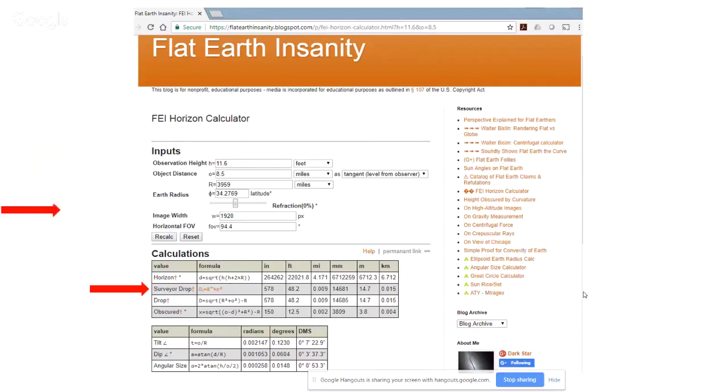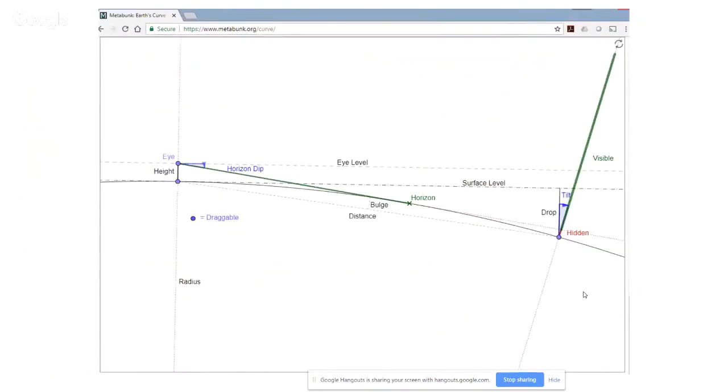So it's the obscured thing that they keep confusing with the drop. And this is from the Metabunk. 8 inches times the mile squared is going to calculate that drop. From what? From the horizon, from the horizontal tangent plane. That's a whole different calculation there, that hidden amount. It's different.